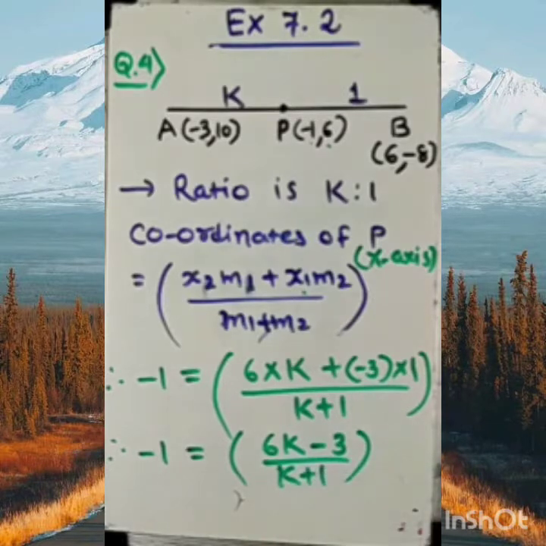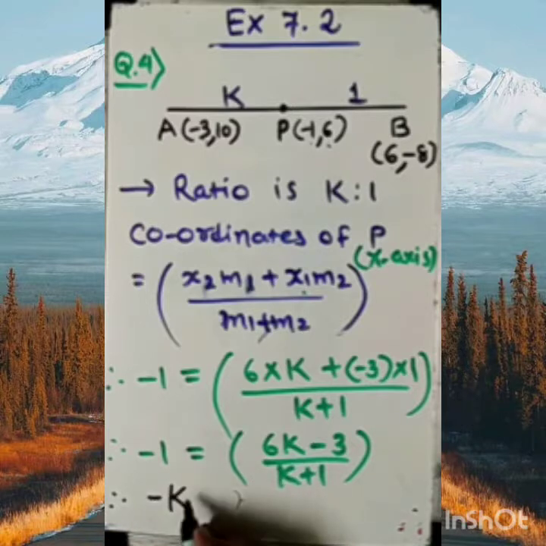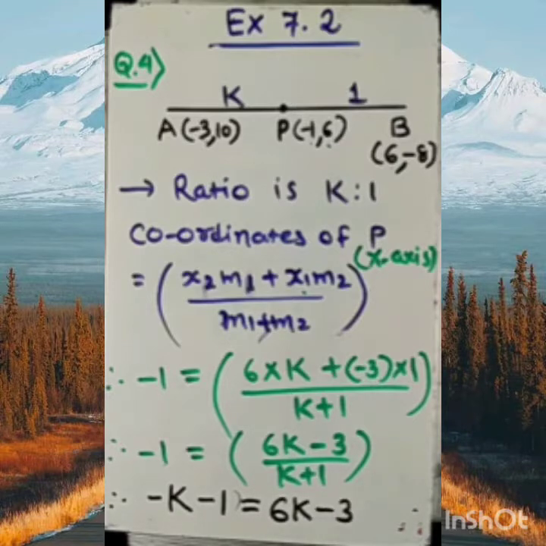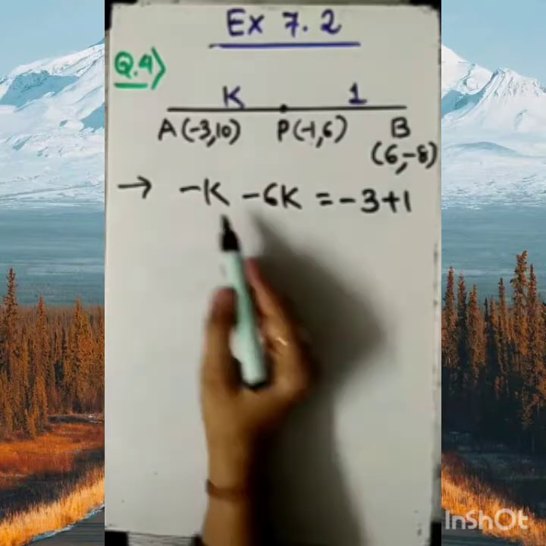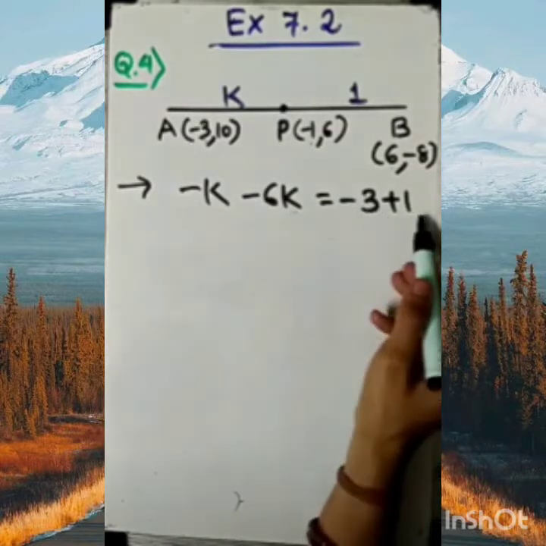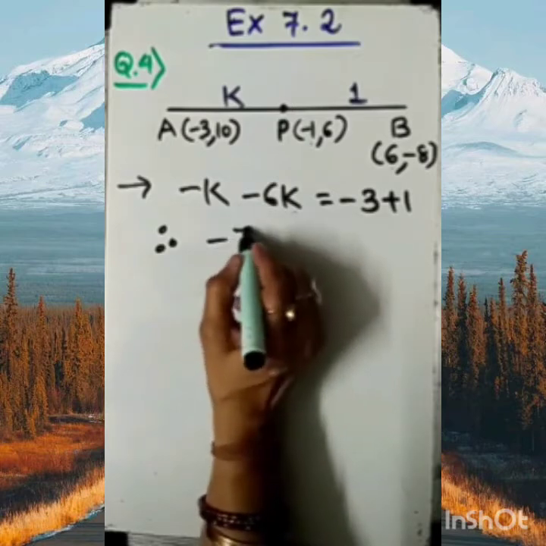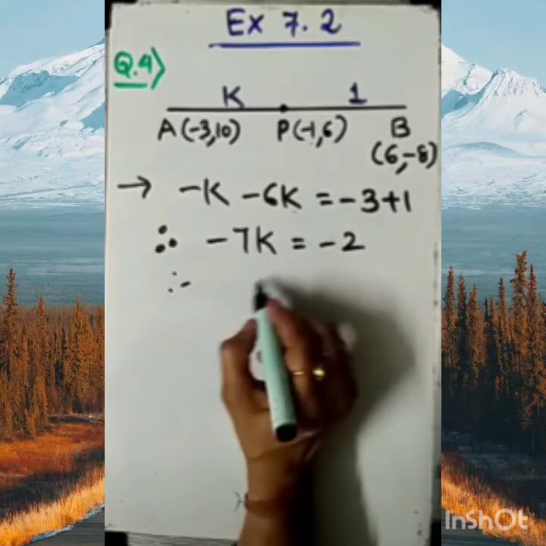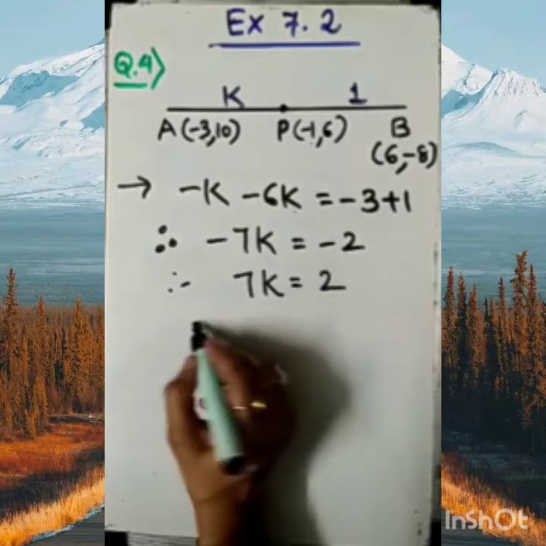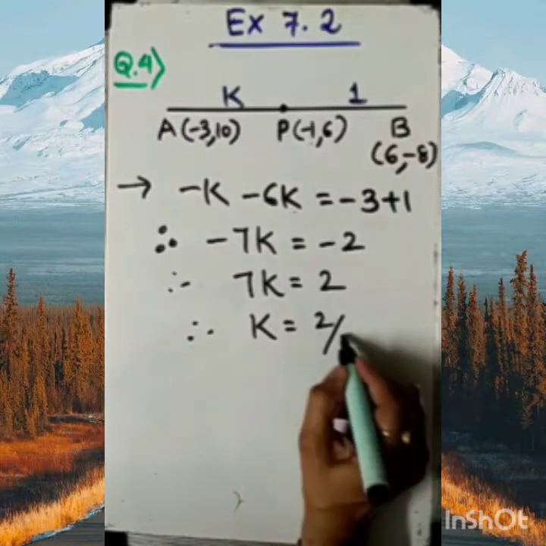So cross multiplication we need to do. If I multiply with this minus, then it will be -k minus 1 equal to 6k minus 3. Let's try to find the value of k. If we continue, then we have -k minus 6k equal to -3 plus 1. So dear student, it is -7k equal to -2. Therefore, the minus signs cancel on both sides, so 7k equal to 2. Therefore, k equal to 2 by 7.